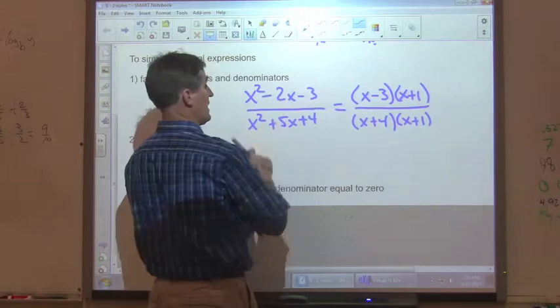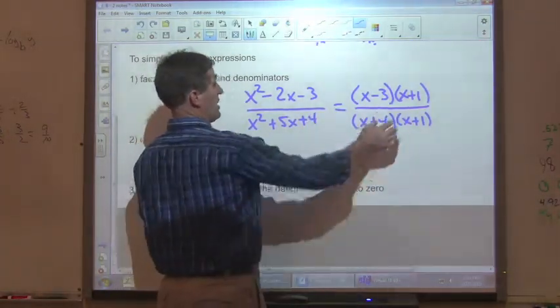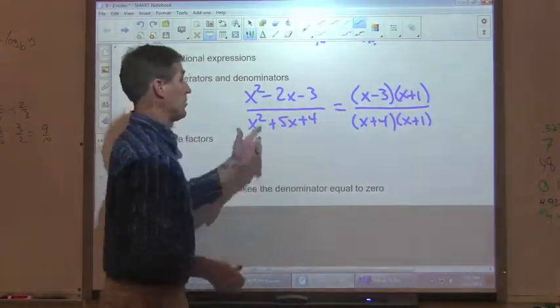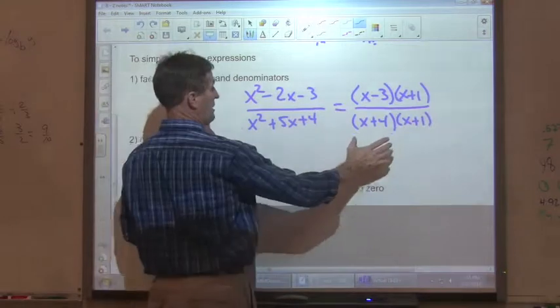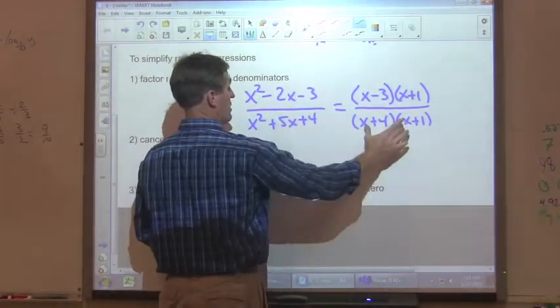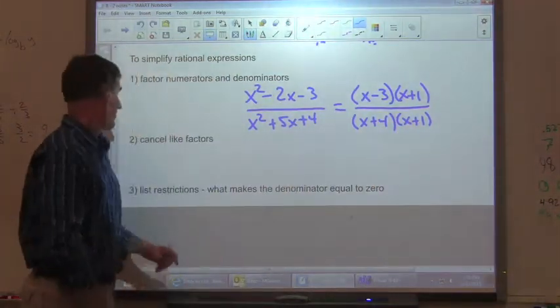X times x gives me the x squared. The negative 3 times 1 gives me the negative 3. And then a negative 3x and a positive x add up to a negative 2x. So I know that's right. Same thing on the denominator. X times x is x squared. 4 times 1 is 4. 4x plus x is 5x. So I know I've got that right.